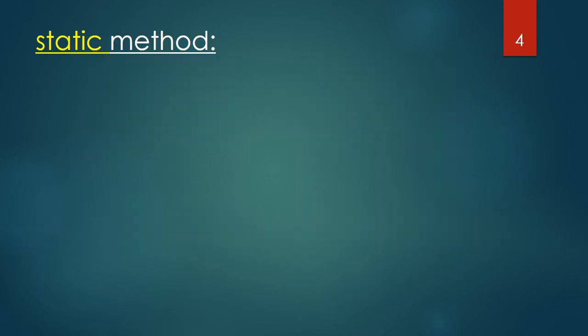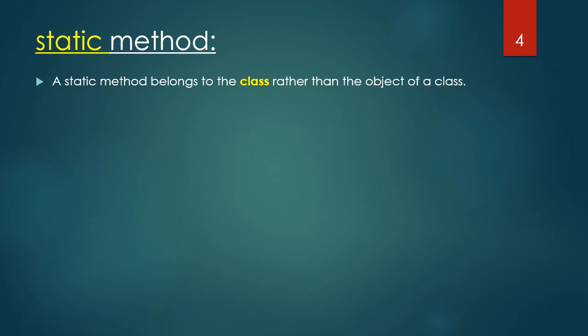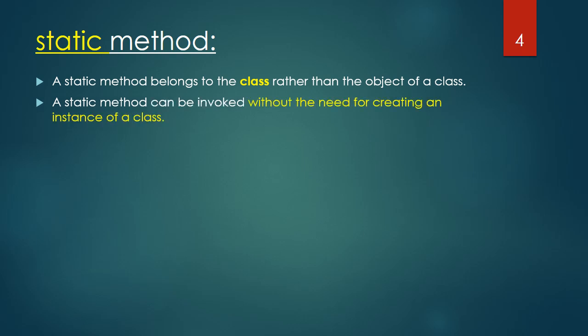Next, the static method. Static methods belong to the class rather than the object. That means static methods are called by using the name of the class in which the method is defined. Generally, instance methods are called by using an object name, but a static method is called by using the class name instead of the object name.